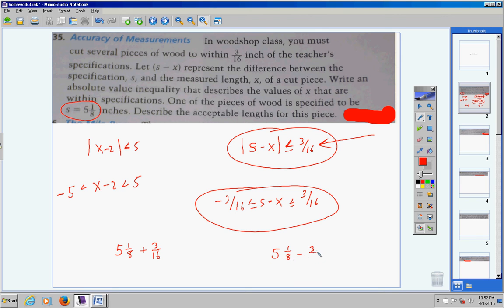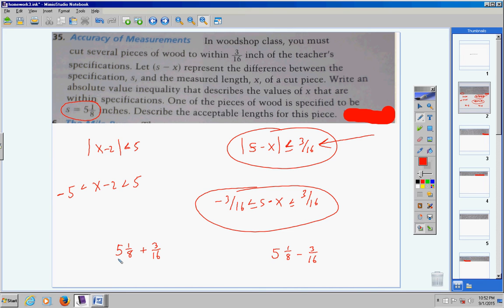Minus 3/16. Now, learn to use your graphing calculator, okay? If you don't have a graphing calculator, if you don't know how to use it, listen to me. You can do this so quickly, okay? Take your graphing calculator, and you have 5 1/8. That's the same thing as 5 plus 1/8. So with your calculator, now listen to me.